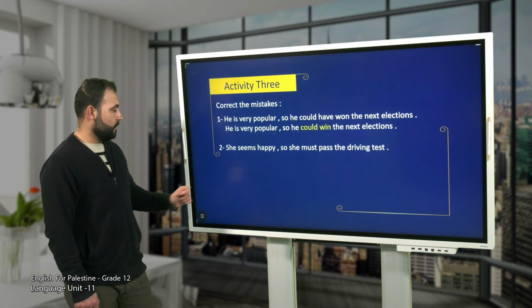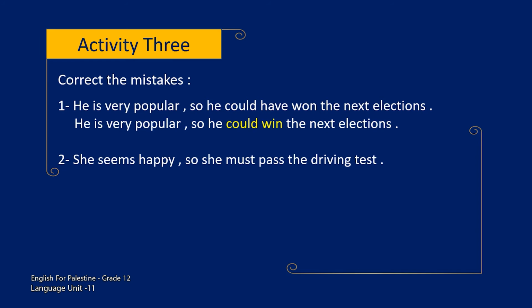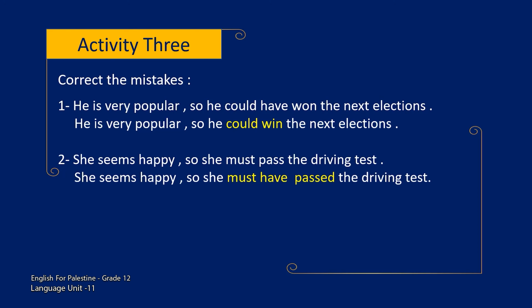Sentence number 2. She seems happy, so she must pass the driving test. She seems happy, so she must have passed the driving test. First, she passed the driving test, then she feels happy. So it's related to the past.